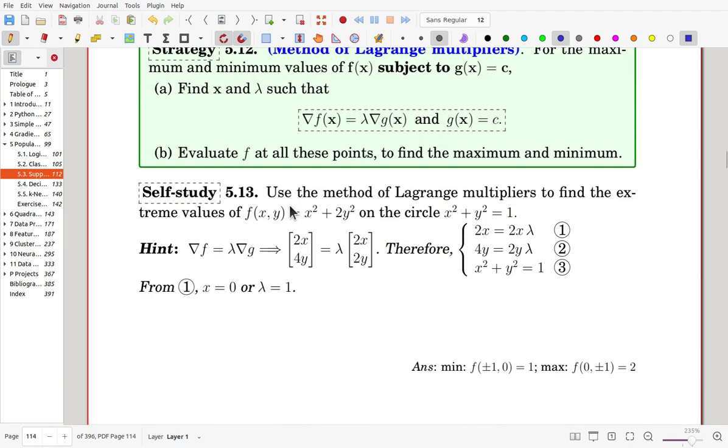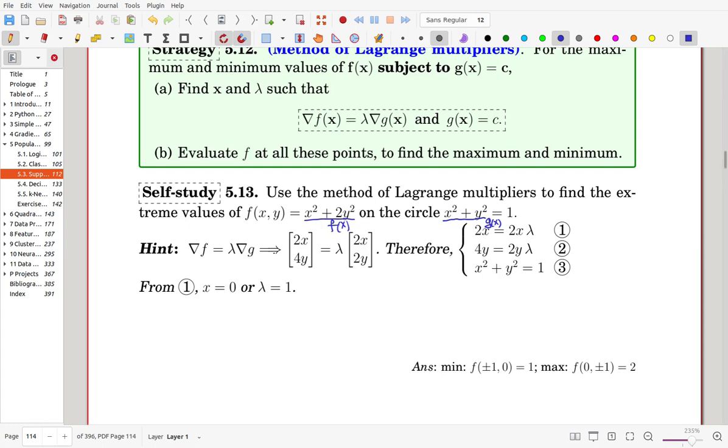Let's see this example. We want to use the method of Lagrange multipliers to find the extreme values of f of x, y equals x squared plus 2y squared on the circle of radius 1. So this is the constraint, this portion is g of x, and that portion is f of x.